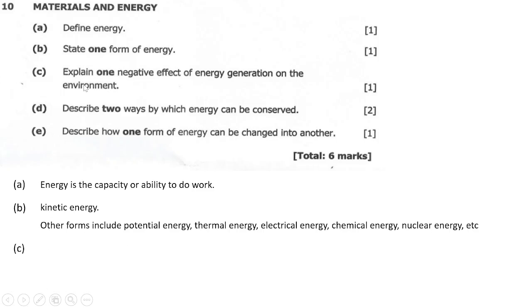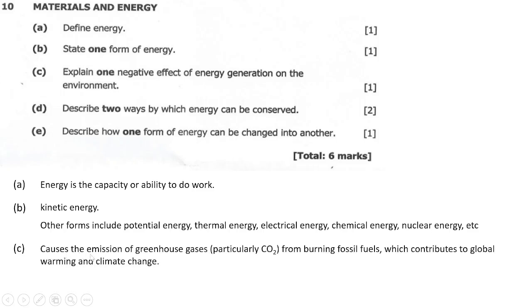Then C, they're saying explain one negative effect of energy generation on the environment. So what could be one negative effect of generation of energy on the environment? We are saying it causes the emission of greenhouse gases, particularly carbon dioxide from burning fossil fuels, which contributes to global warming and climate change.